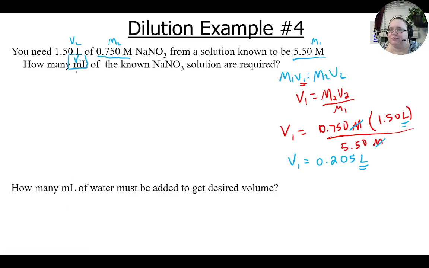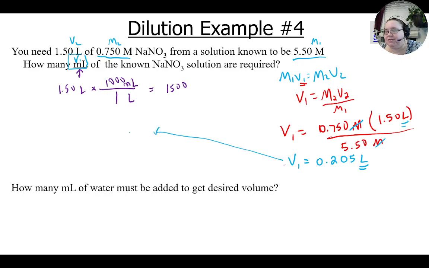Did we answer the question, though? Question asked for it in milliliters. I could have converted my V2 to milliliters, and I would already have it in milliliters. So yes, I could have converted this 1.5 liters to milliliters and then plugged and chugged. I would end up in the same place if doing it at the end. So I'm going to do it at the end because that's the way I did my problem.